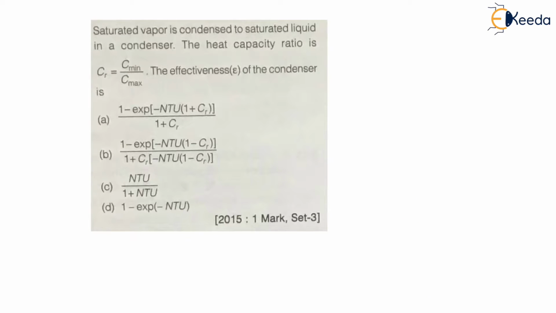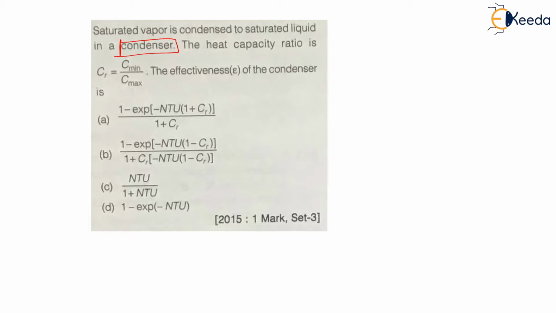Now the second question, which was asked in GATE 2015 for 1 mark. This question is based on effectiveness of heat exchanger. So let us understand the question. The question is, saturated vapor is condensed to a saturated liquid in a condenser. Now my dear students, here they have provided condenser.